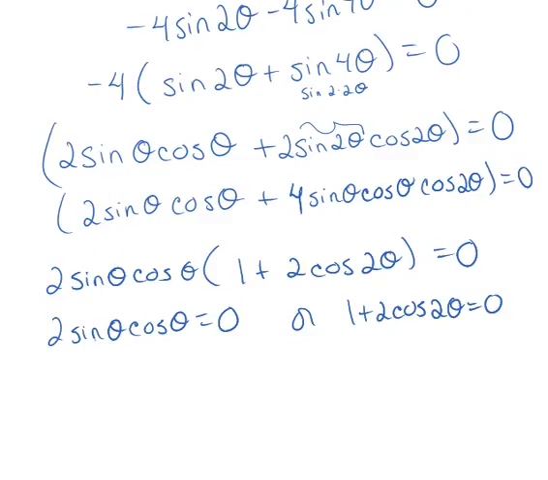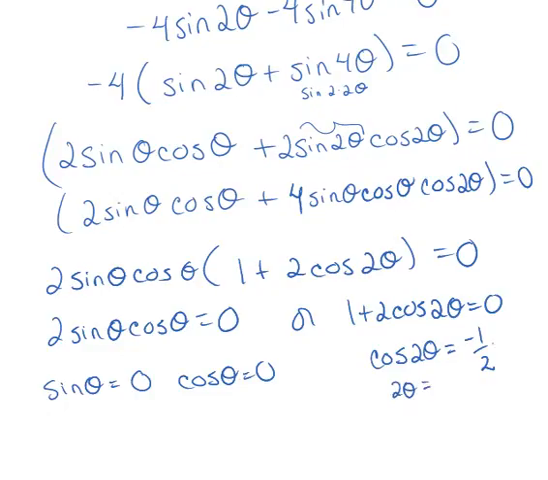Well, this is really saying this is going to be true when the sine of theta equals 0 or when the cosine of theta equals 0. And this is going to be true when the cosine of 2 theta is equal to negative 1/2, right? Which is true when 2 theta equals, let's see, negative 1/2 is going to be in the second quadrant at 2 pi over 3 plus 2k pi. And then also in the third quadrant, which is 4 pi over 3 plus 2k pi.